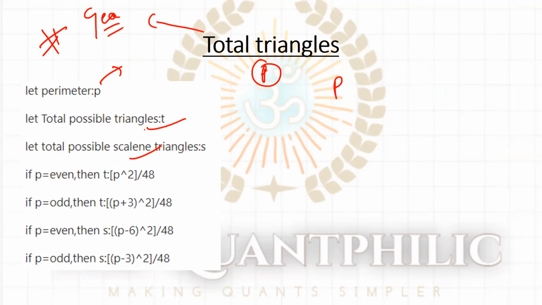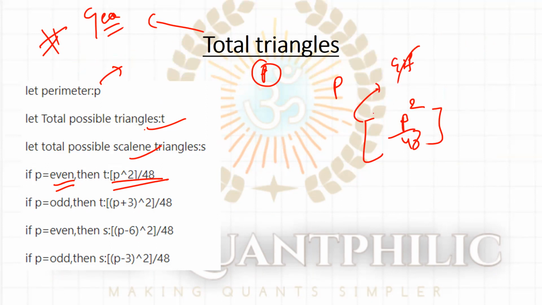If the perimeter given to us is even, then the total number of triangles possible will be p square by 48. And what does this bracket mean? This bracket isn't GIF. First of all, there's always confusion, and many educators also say that this is GIF. No, this isn't GIF. This is the nearest integer.